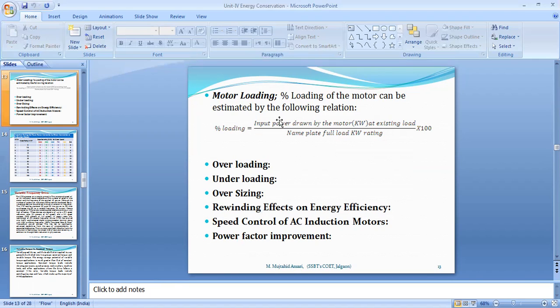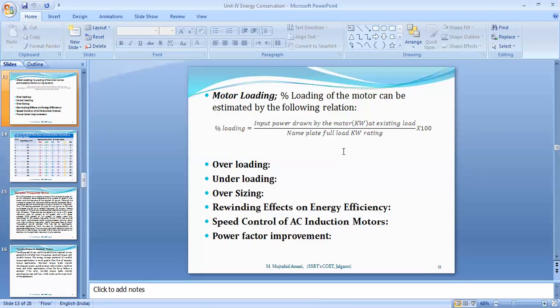So with the help of measuring input power, we are able to calculate the percentage loading. The percentage loading on the motor is equal to the input power drawn by the motor divided by the nameplate full load kilowatt output. So suppose it is a 10 HP motor, a 10 kilowatt motor, and it is taking 4.8 kilowatt, divided by 10. The meaning is that it is 48% loading. If it is drawing 7 kilowatt divided by 10 kilowatt, it means that it is 70% loading.